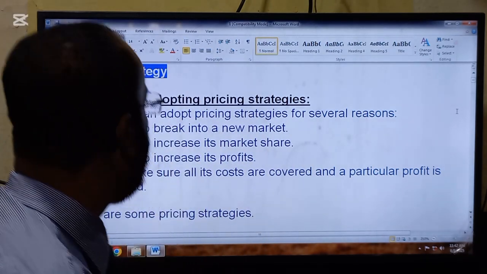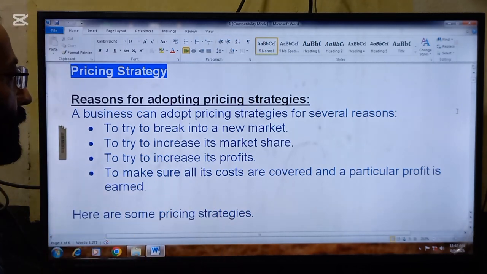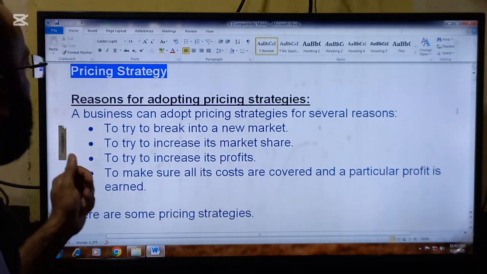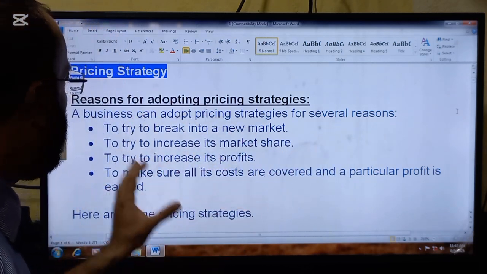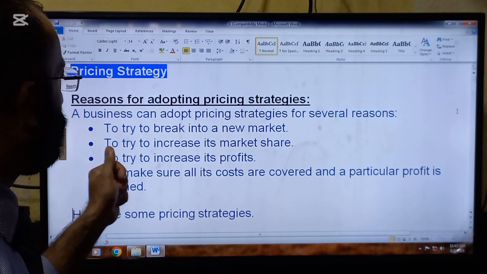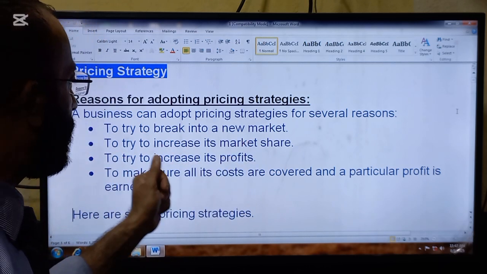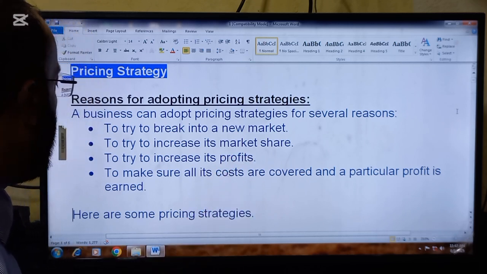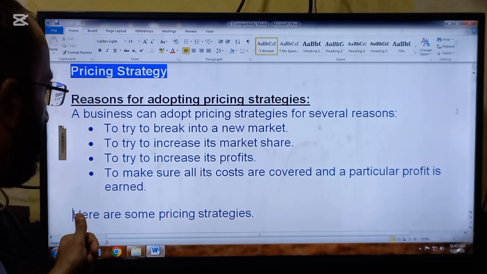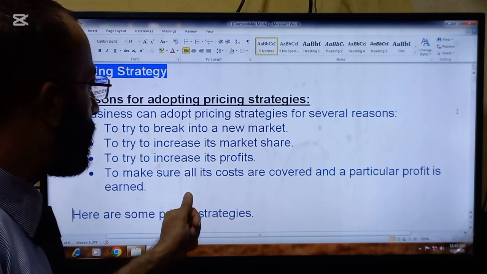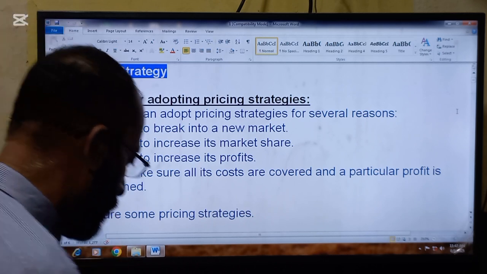Why do businesses and companies adopt different kinds of pricing strategies? This is the first topic. A business can adopt pricing strategies for several reasons. Number one, to try to break into a new market. Number two, to try to increase its market share. Number three, to try to increase its profits. And number four, to make sure all its costs are covered and a particular profit is earned.